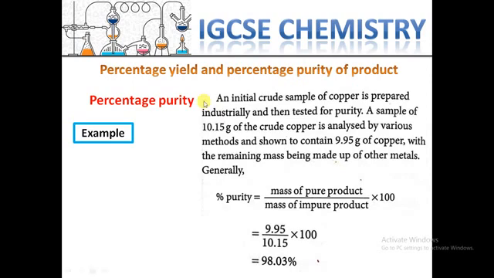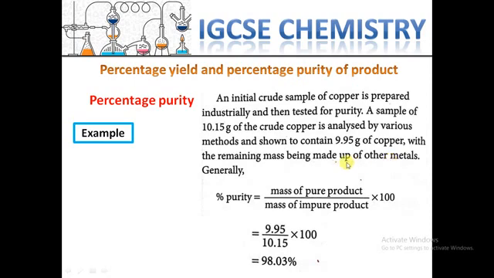Here we are going to have one example. An initial crude sample of copper is prepared industrially and then tested for purity. A sample of 10.15 gram of crude copper is analyzed by various methods and shown to contain 9.95 gram of copper, with the remaining mass being made up of other metal.